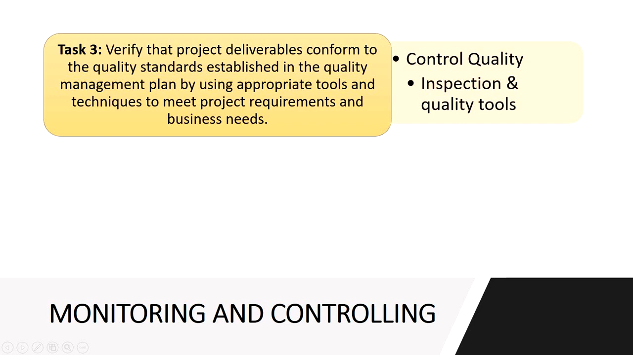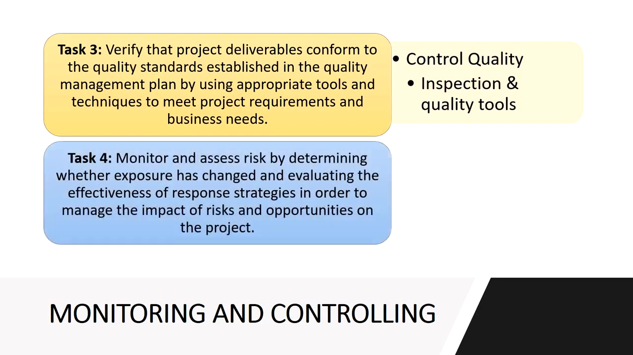So we're talking about control quality. We're talking about inspection under the microscope of control quality. And we're also talking about all of these quality tools, Paretos, histograms, and so on. Control charts, what does it mean if we say out of control? All of this stuff needs to be understood for your exam. So the key thing in task 3 is control quality, and under it, inspection and quality tools. Now don't forget there's an interrelationship between verify deliverables and validate scope. Let's move on to task 4.